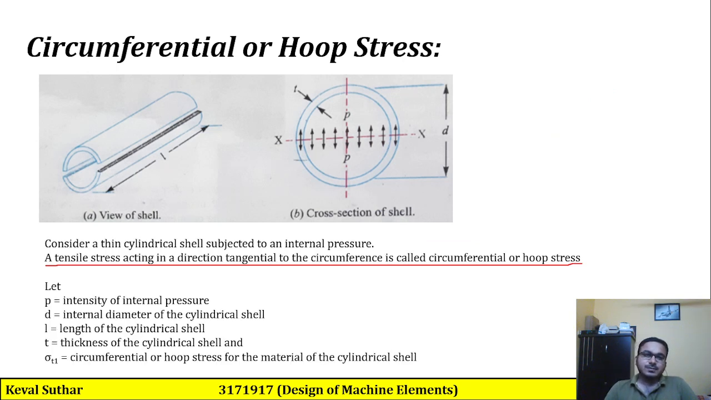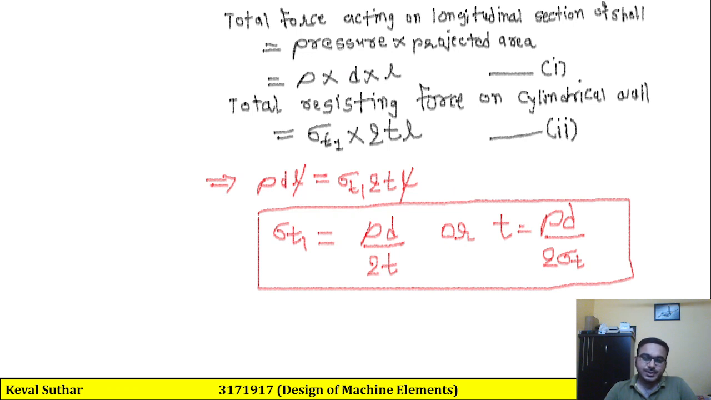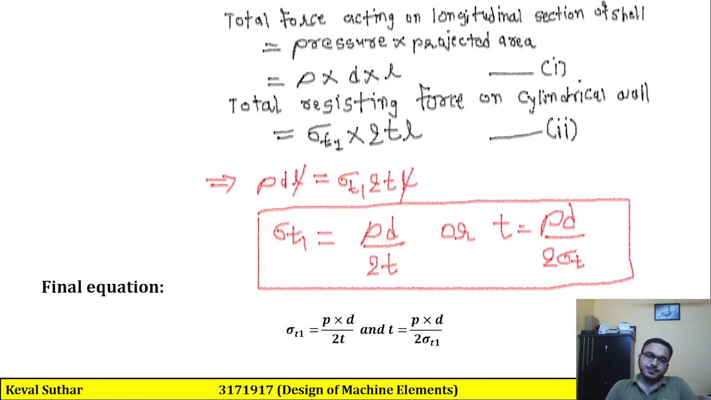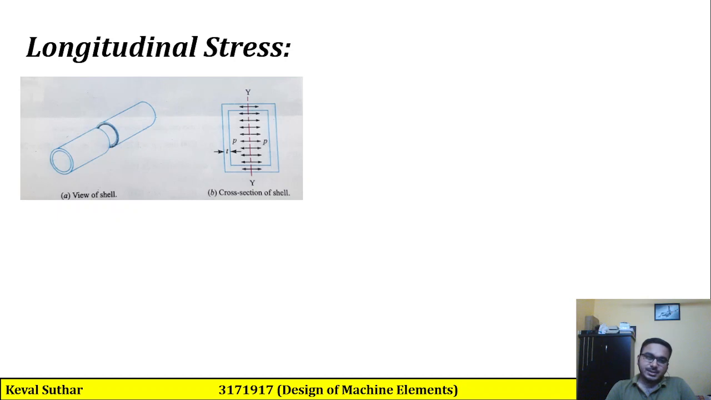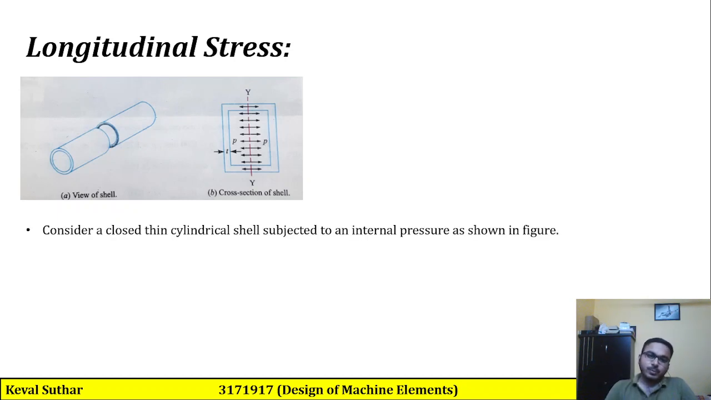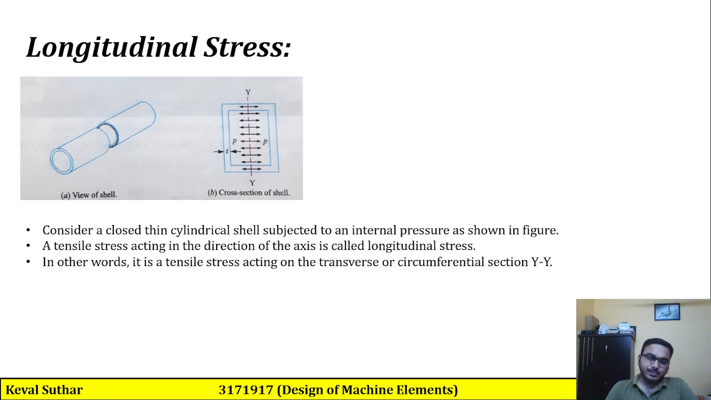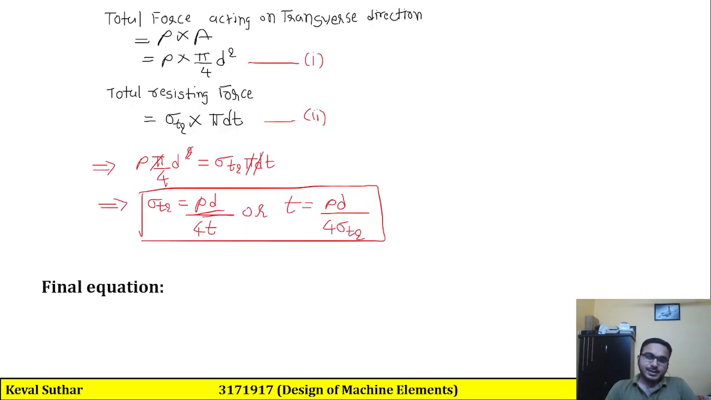First we derived the equation for the circumferential or hoop stress, or we can obtain the thickness of the thin cylinder based on this stress. Then we discussed the longitudinal stress, in which there are two parts in which this shell can break. And these are the final equations of longitudinal stress and the thickness based on the stress.